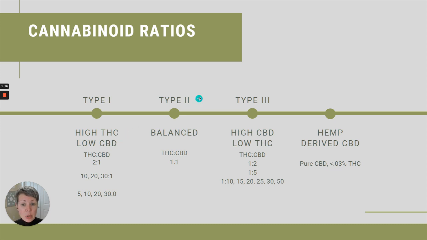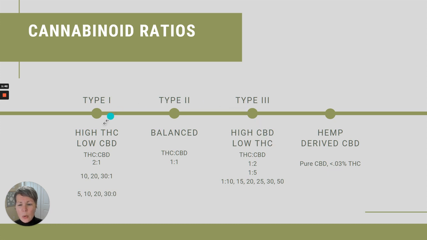And then we have our type 2, which is a balanced cannabinoid ratio of equal parts THC to CBD, or similar. So it could be right within this range of the 1-to-1. And then we have our type 3, which is high CBD and low THC. So these plants are where you're going to be accessing your CBD from, in the ratios that are higher in CBD and lower in THC.